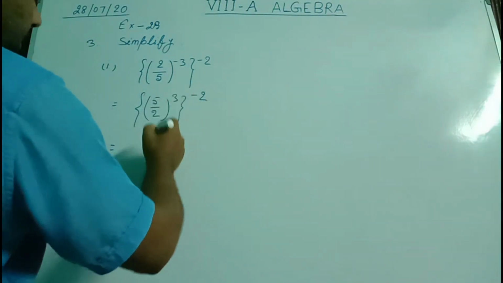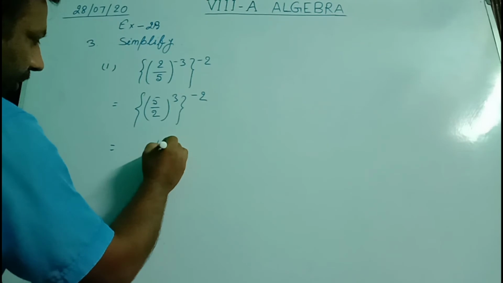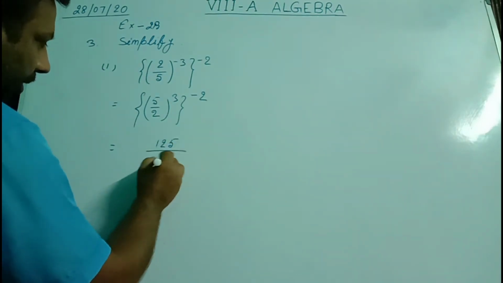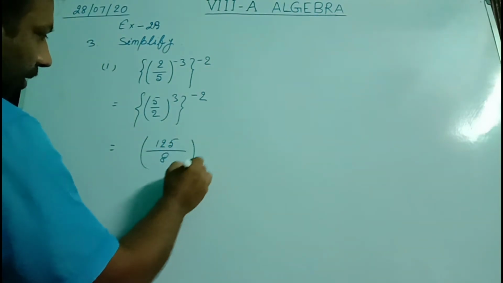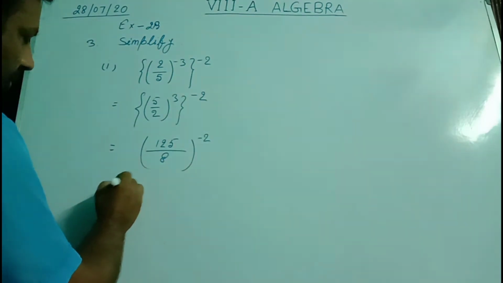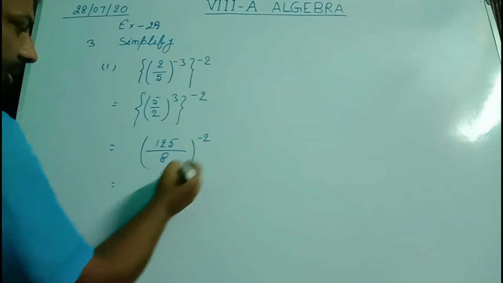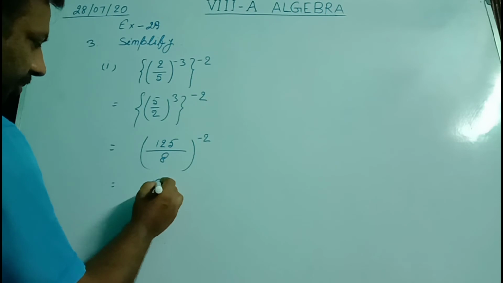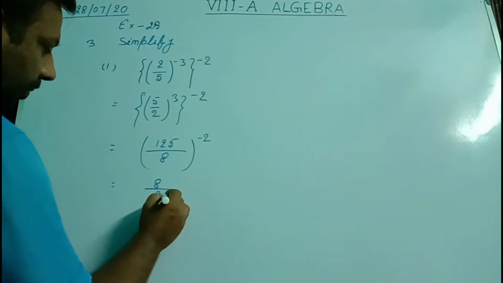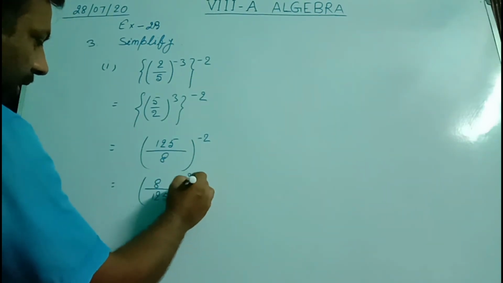If you multiply this 3 times, we are getting 125 by 8 to the power minus 2. To change this negative index into the positive index, we write the reciprocal of this. It became 8 by 125 whole square.